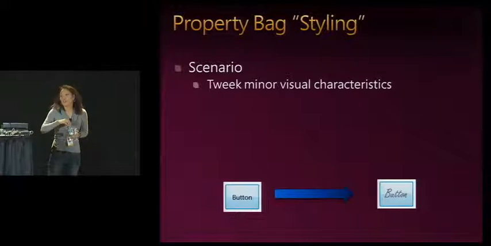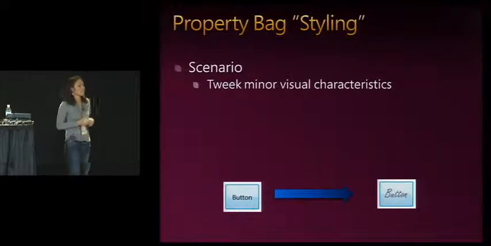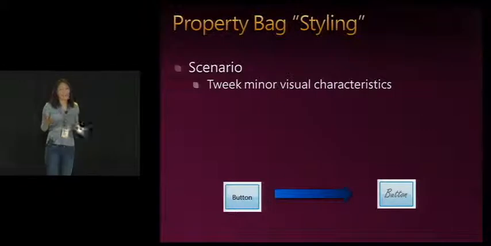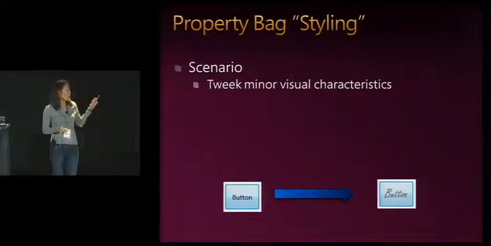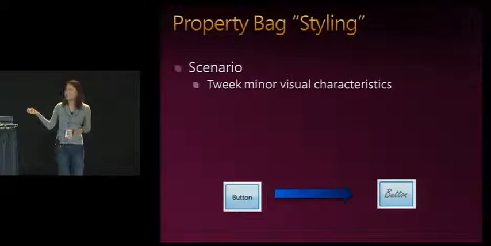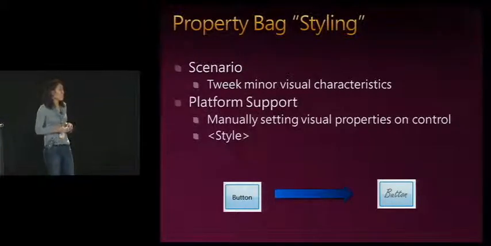Okay, so for those of you who are familiar with CSS or even style inside of WPF, then the scenarios around styling, property bag styling, should be very familiar to you. It's where you want to take your control and just tweak a couple minor visual characteristics about it. So maybe you want to change the foreground color or the font italicsness or the font size or something in that realm. This is a great scenario for property bag styling. In Silverlight, there are two different ways to accomplish this.